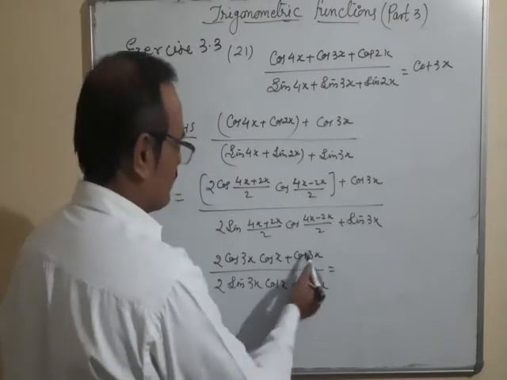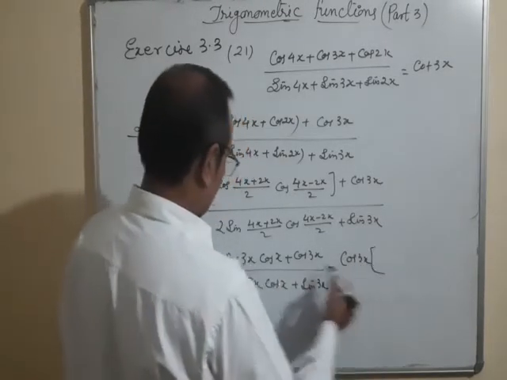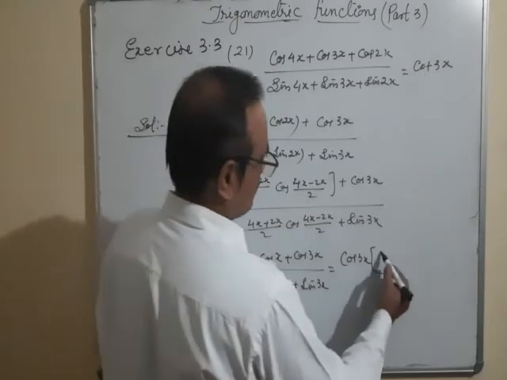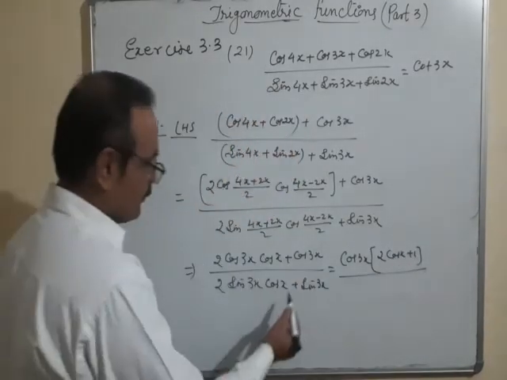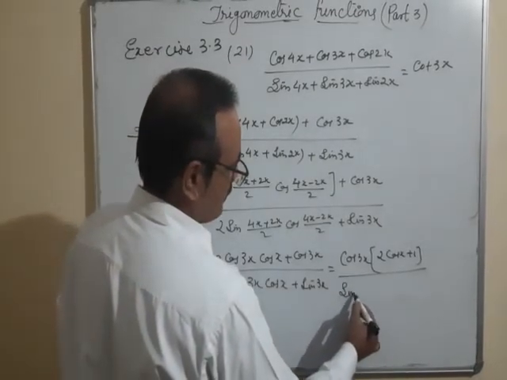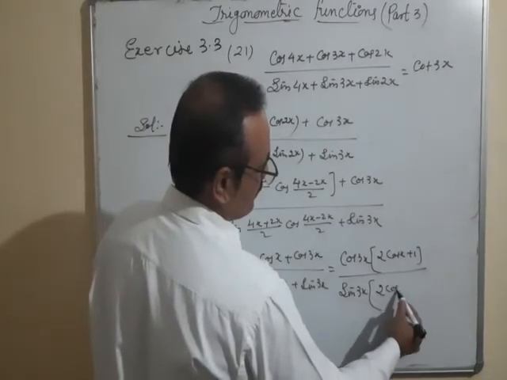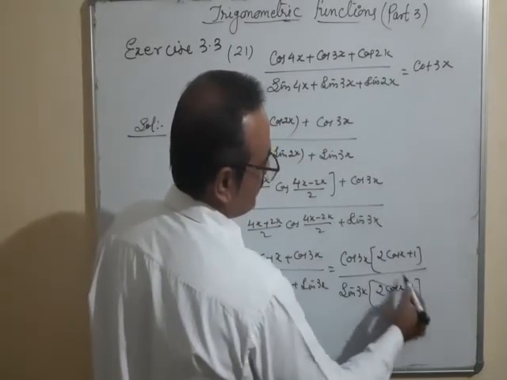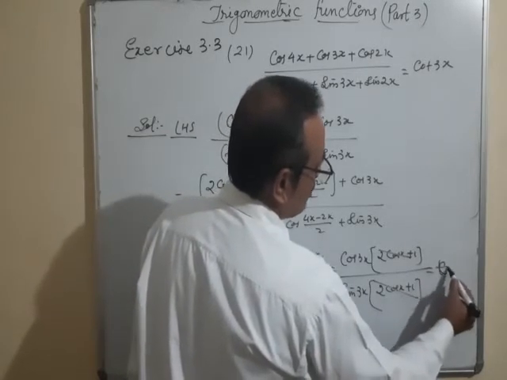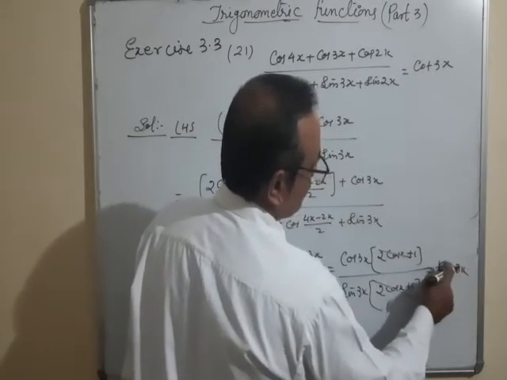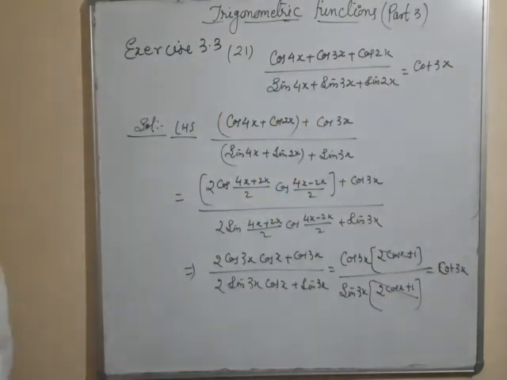Now what should be done? Take cos 3x common in the numerator, giving 2 cos x plus 1. From the denominator we can take sin 3x common, and here also we get the same 2 cos x plus 1. Both the terms are the same, so they cancel. Cos 3x upon sin 3x is cot 3x.